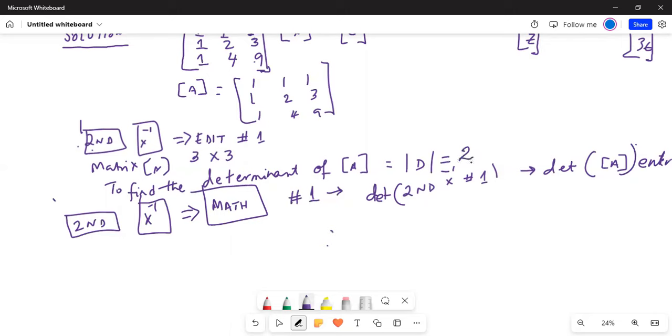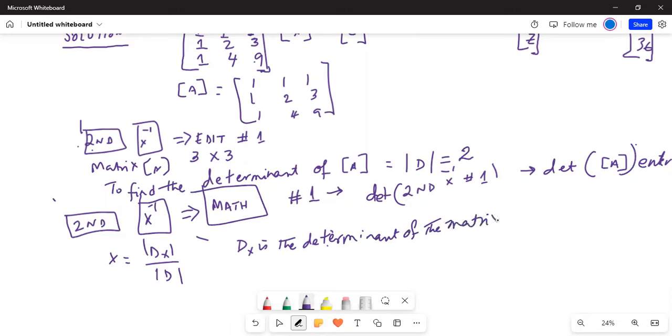Now Cramer's rule states that the solution for x will be determinant Dx divided by determinant D, and I'll explain in a minute what determinant Dx is. So what is the determinant of x? It is the determinant of the matrix where the first column in matrix A is replaced by the constant term.